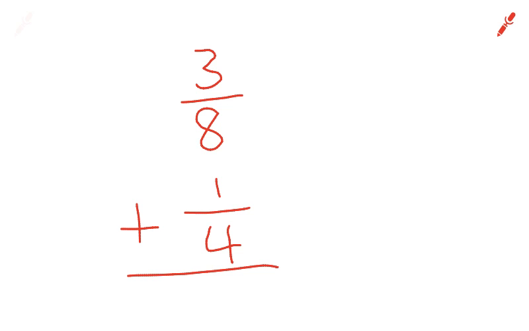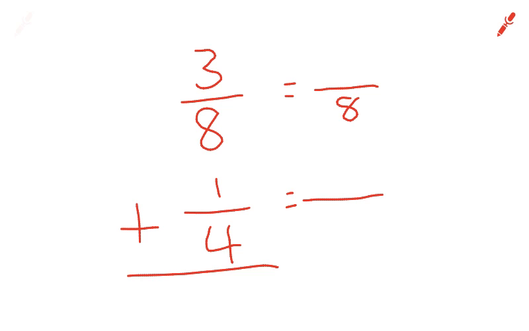B, we have 3 over 8 plus 1 over 4. Okay, we've got to find an LCD for 8 and 4. What's the lowest number that both 8 and 4 will go into?